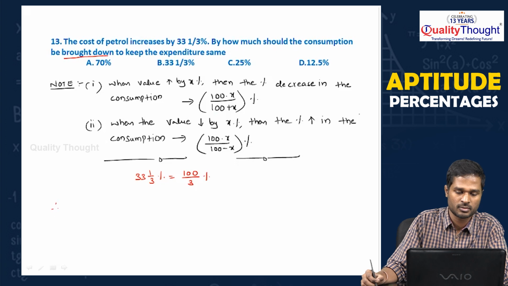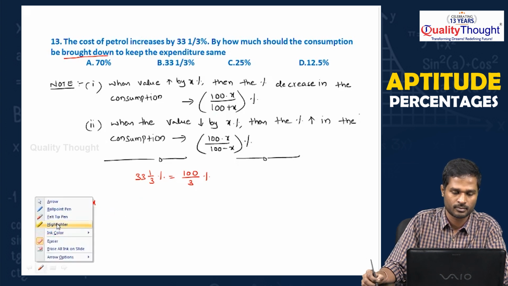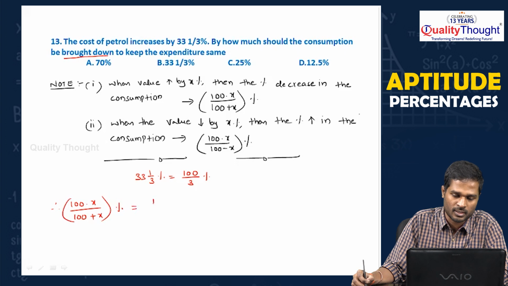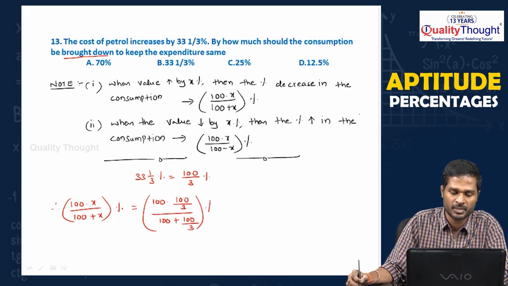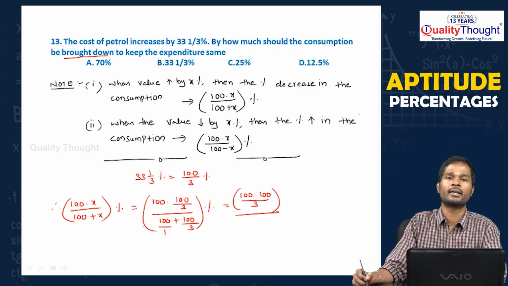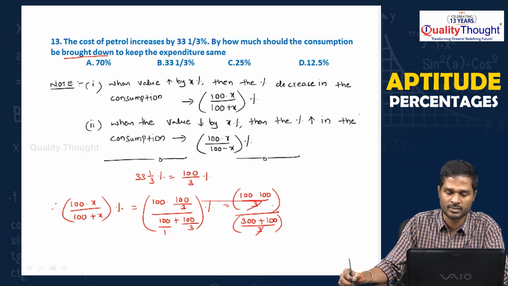Okay. Now see, we'll use this: 100 into X by 100 plus X percentage. So this much percentage of the consumption should be decreased to maintain the same price. So this is 100 into 100 by 3, by 100 plus 100 by 3. That means in the place of X, write this value. For the denominator, I'll take the LCM. So it is 100 by 1 plus 100 by 3, which is 3 into 100 is 300 plus 1 into 100 is 100, by 3 into 1 is 3. So this is what we'll write. So 3 and 3 will cancel.